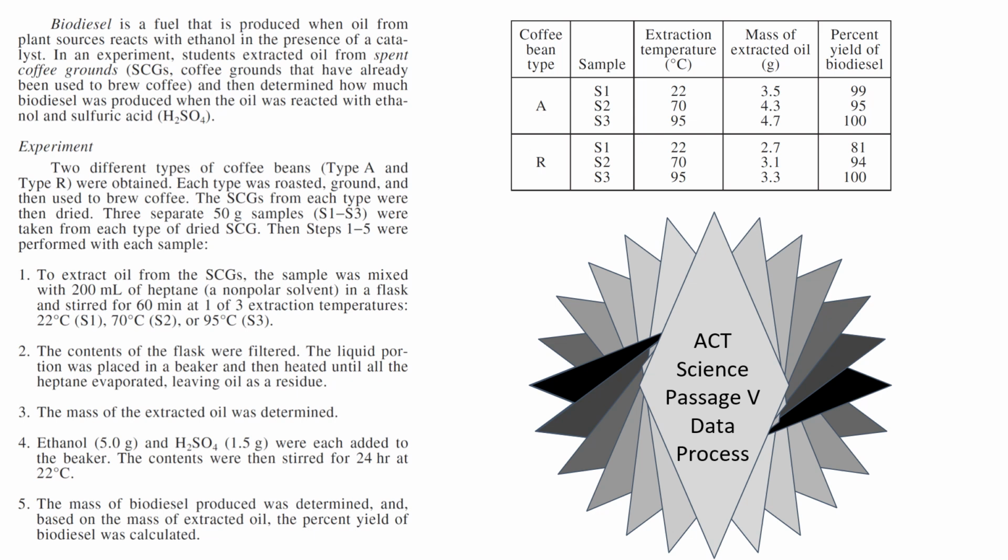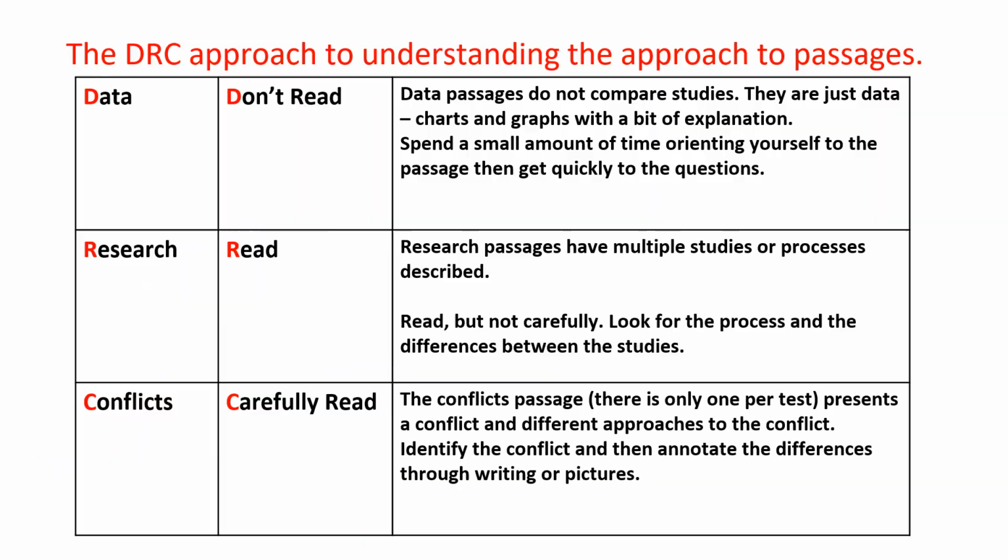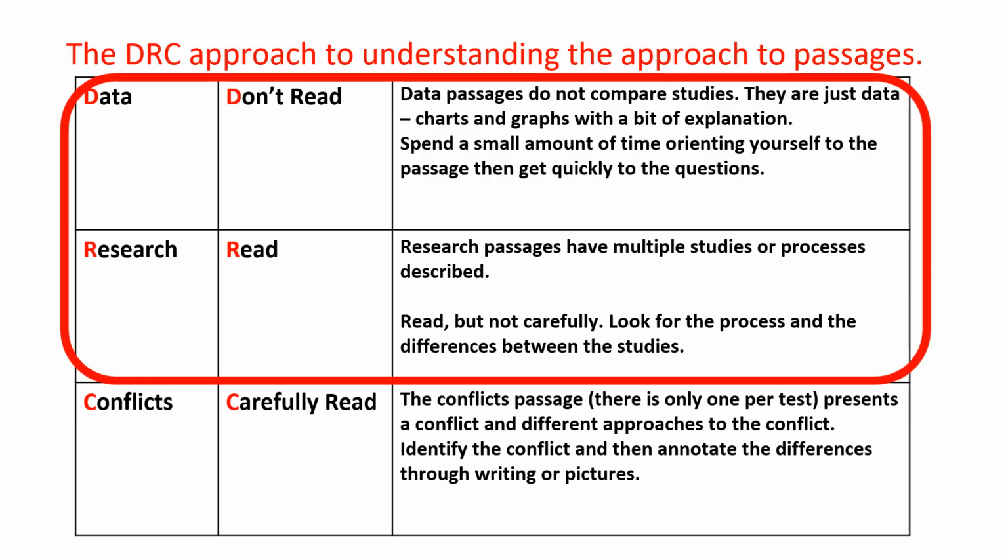Okay, we're covering ACT Science, Passage 5. This is a data process passage. It's a little bit different. Our DRC approach, data process, is a little bit like data and a little bit like research.